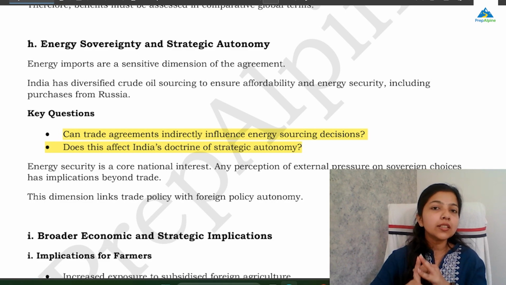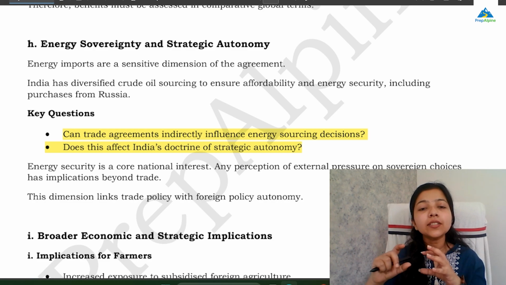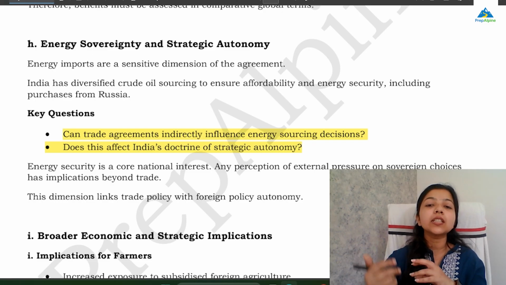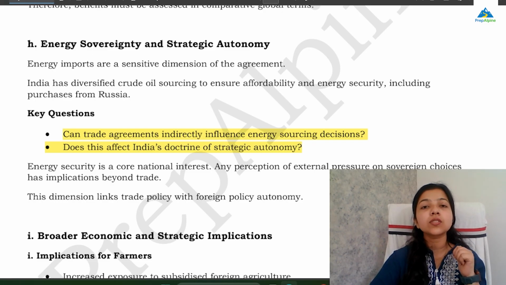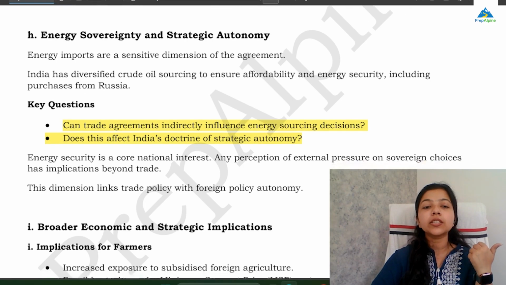So the question that comes here is, can trade agreements indirectly influence energy sourcing decisions, indirectly influence strategic autonomy? So this is a very important concern for India.